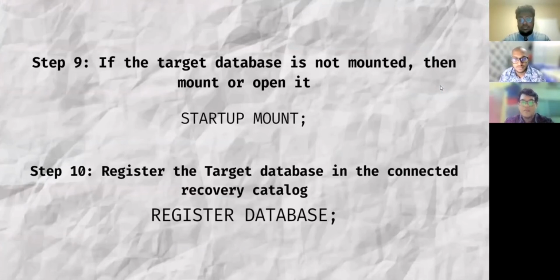Okay, thank you, Kishan. So step 9, if the target database is not mounted, then mount or open it. So we will use the command startup mount. So we will mount the target database. And step 10, register the target database in the connected recovery catalog, which is the command register database. So it will register the target database in the connected recovery catalog. So back to Darwin.